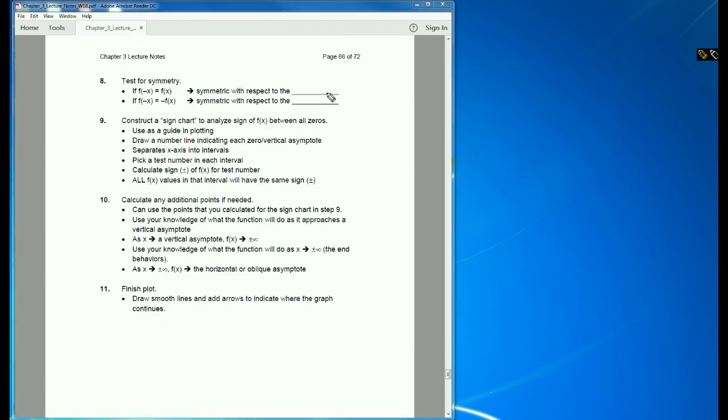All right, if you want, you can test the function for symmetry. This isn't necessary, but it may help you draw the graph. If f of the opposite of x is equal to f of x, that means it is symmetric with respect to the y-axis. And if f of the opposite of x is equal to the opposite of f of x, then the graph will be symmetric with respect to the origin.